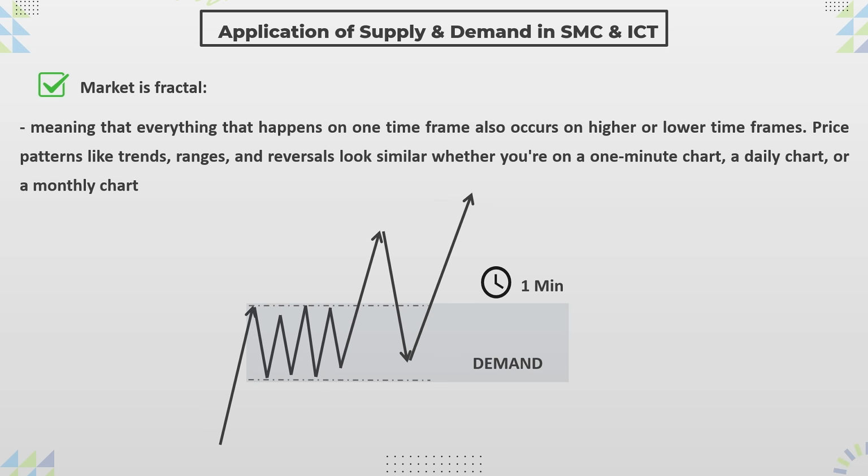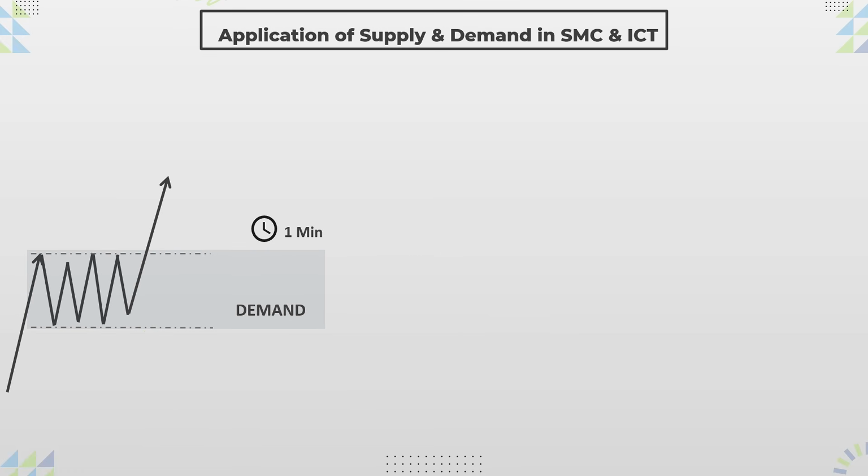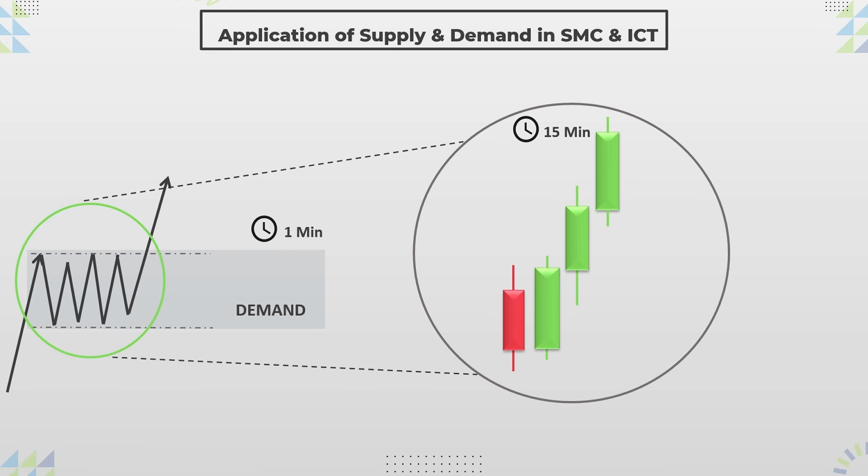For example, let's say we see a demand area form on a 1-minute time frame. When we switch to a higher time frame, like the 15-minute chart, we might notice that the entire base area from the 1-minute chart looks like a single selling candle that is formed just before a rally. We refer to this as a bullish order block.